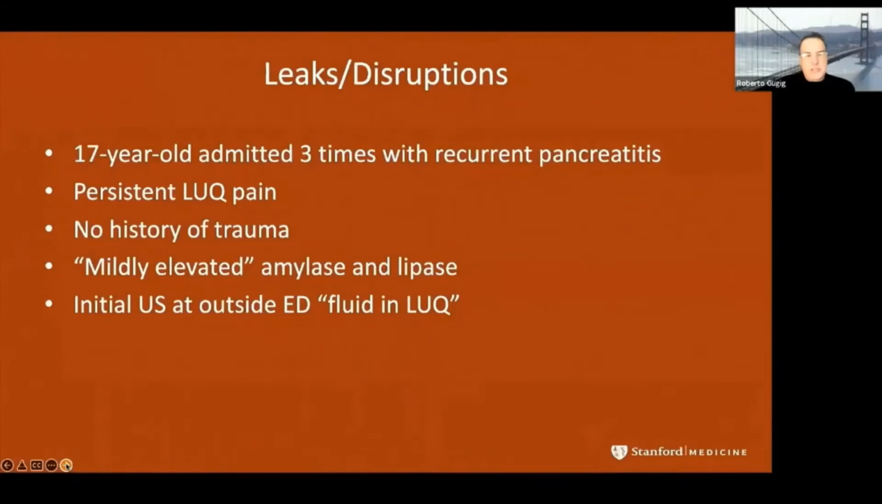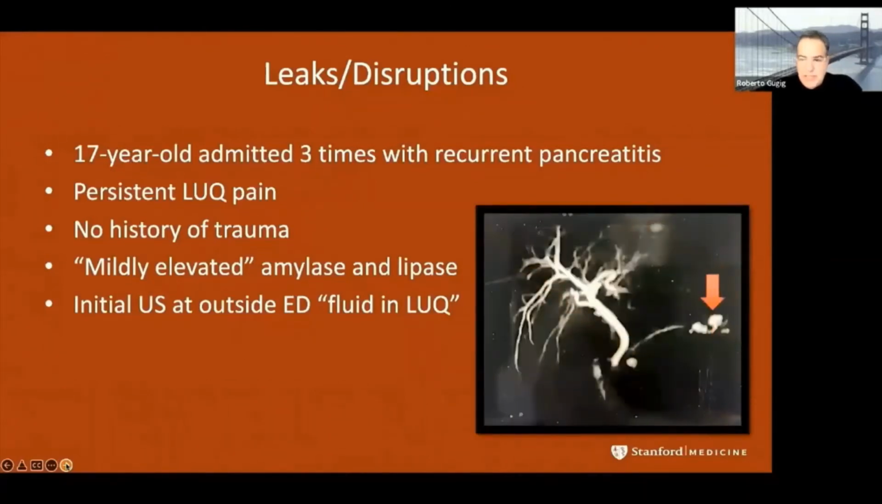I'll start. So this is a 17-year-old child, admitted 3 times for recurrent pancreatitis with persistent right upper quadrant pain, no history of trauma, some mildly elevated amylase and lipase. On initial outside ultrasound in the ED, he had some fluid in the left upper quadrant. The MRCP, you can see, shows a leakage point towards the tail of the pancreas.